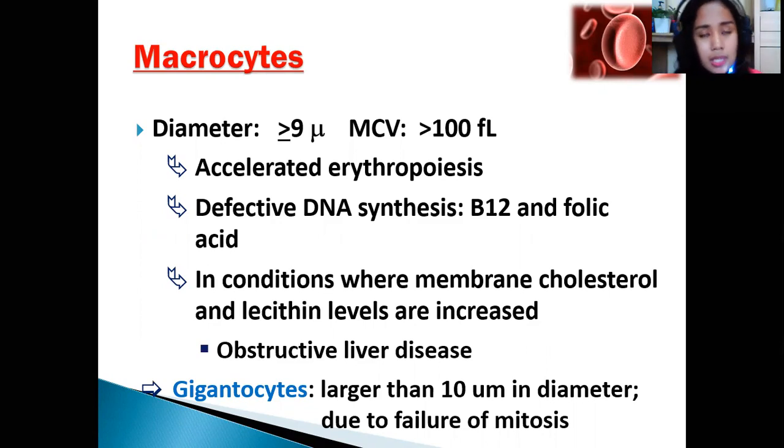Class, ang B12 kasi, it's usually found among animal products. So, dapat, ang mga vegetarians, nag-intake sila ng B-complex, ng B12, to prevent any types of anemia. What else, class? In conditions where membrane cholesterol and lecithin levels are increased, the cholesterol levels will increase your surface area. In cases of obstructive liver disease, pag nadamay na ang liver, andito na ang LCAT enzymes. And we have gigantocytes.